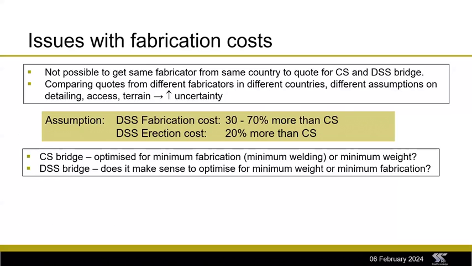So in the end, we decided to make an intelligent assumption about the cost of fabricating the duplex bridge. Rather conservative. We did upper bound, lower bound, guessing it might be between 30 and 70% more expensive than fabricating an equivalent carbon steel bridge.